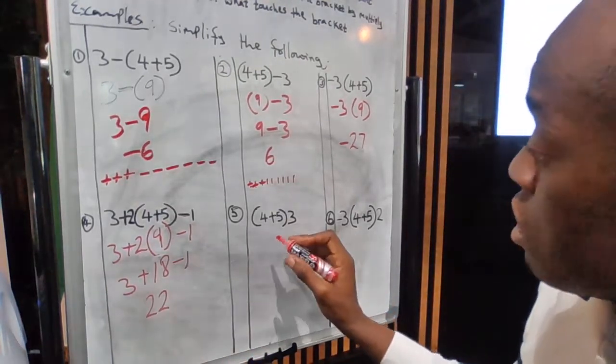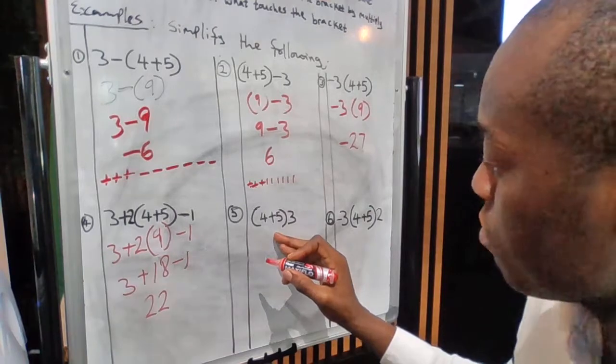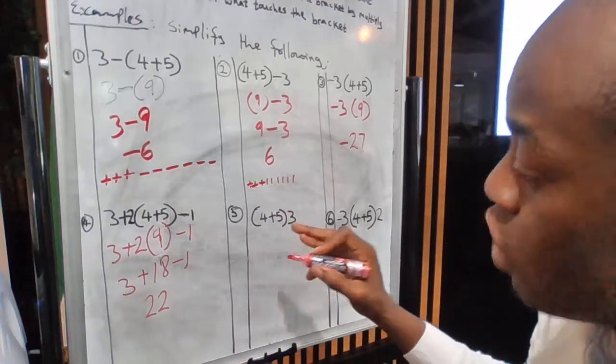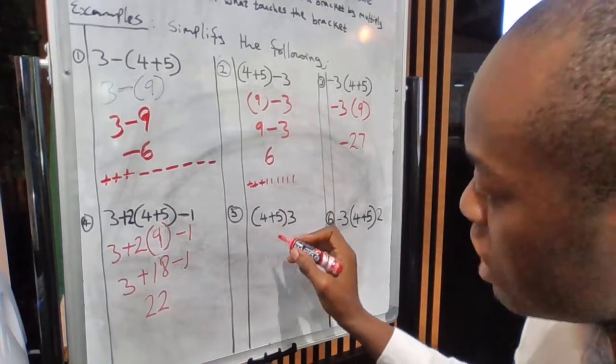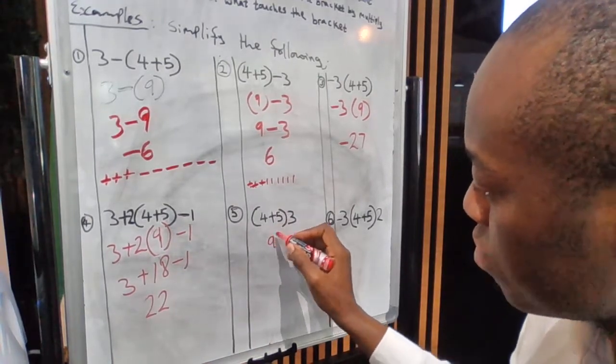So let's look at this. This is another cunning aspect of brackets. You have to know how to identify what touches the bracket. Now, solve what is inside the bracket first, which is what? 9.